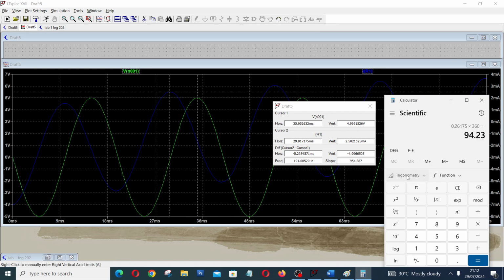So if you press cosine of 94.23 degrees, let's find cos 94.23. Of course, you see what we are getting. We are getting a power factor that is as low as minus 0.07. In fact, an incredibly poor power factor.